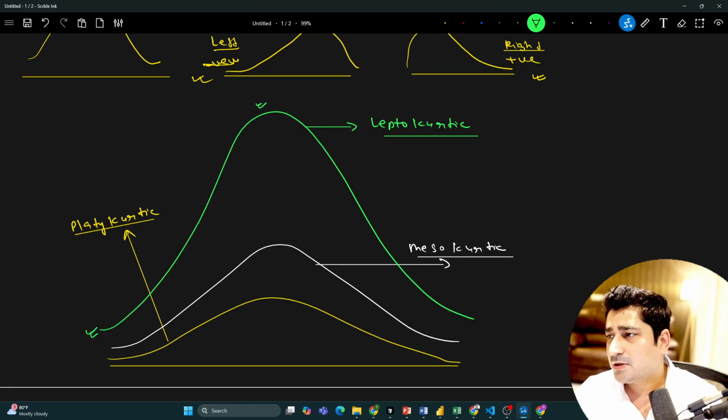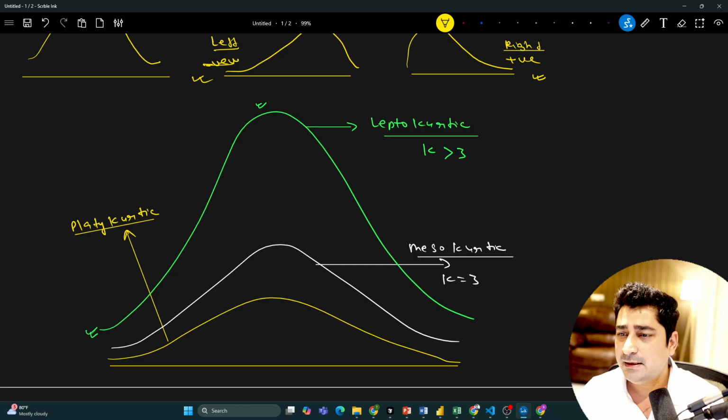Now, let me put some values over here. So k should be greater than 3 for this one. For meso, k should be equal to 3, and for platy, k should be lesser than 3.